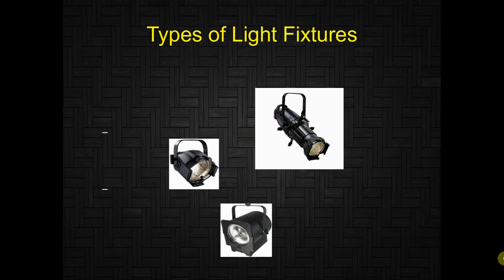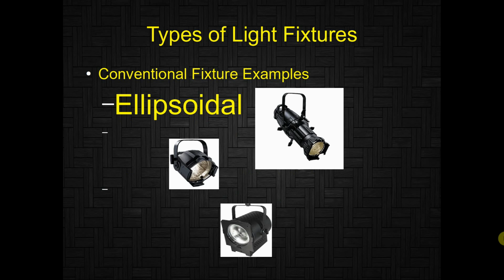Here's an example of some conventional fixtures. This top one here is what we call an ellipsoidal. That's the most common type of fixture. This creates a circle of light on the stage. I think that's what you'll predominantly find at the school. There are some other types though, a par lamp and also a Fresnel. The par and the Fresnel basically create what we call washes, wider areas of light across the stage.